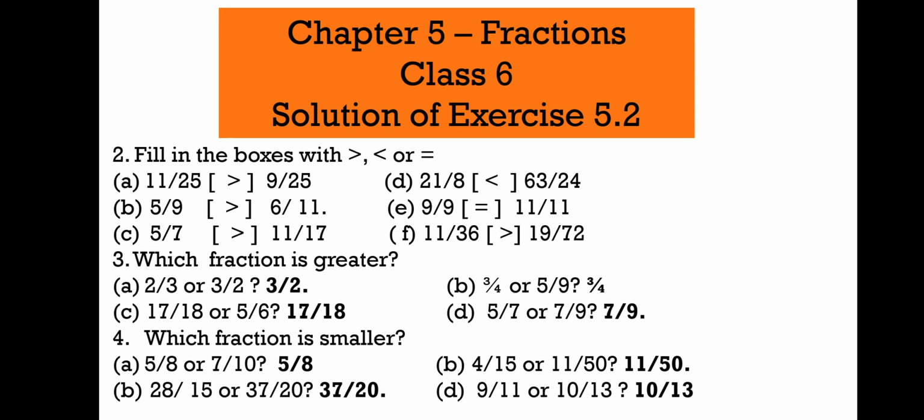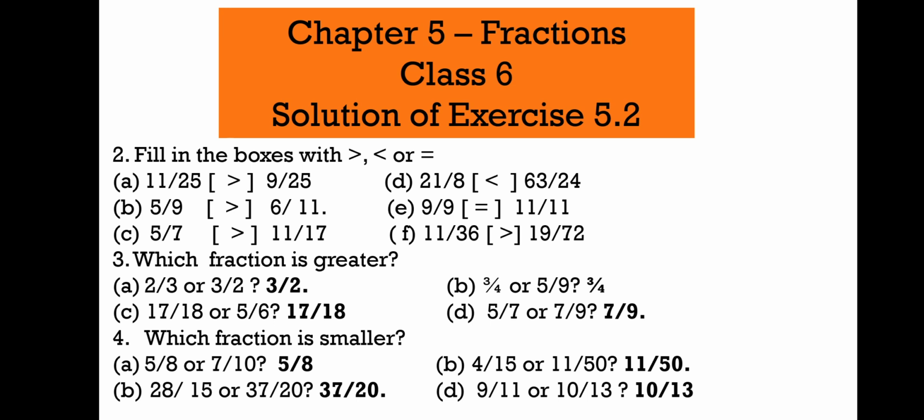Which fraction is smaller? You can do that cross multiplication and you can check. Now here cross multiply only will do. 10 into 5 is 50, and 8 into 7 is 56. So 5 upon 8 is smaller. 4 upon 15 or 11 upon 50: 50 into 4 is 200, and 15 into 11 gives you 165. So 11 upon 50 is smaller.